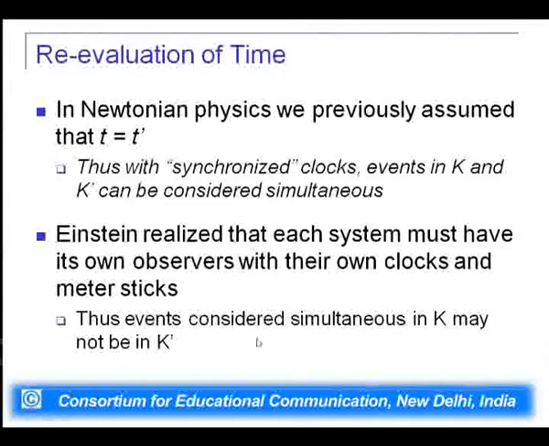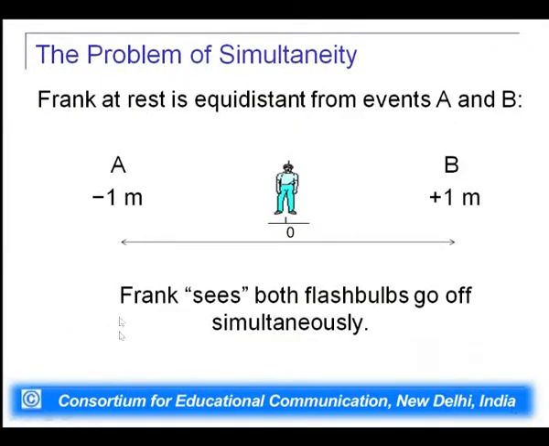Thus, events considered simultaneous in frame K may not be simultaneous in frame K dash. It means that we can observe the time as well as the coordinates for the two reference frames, one moving and one static. Here we define the problem of simultaneity. The frame at rest is equidistant from the events A and B.